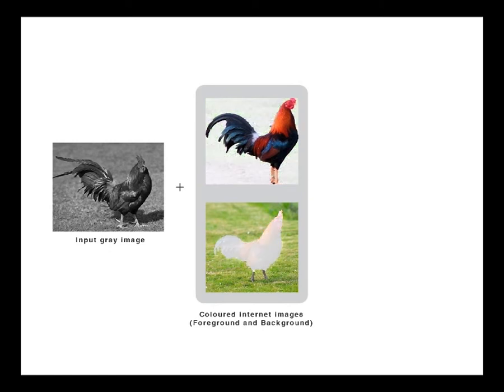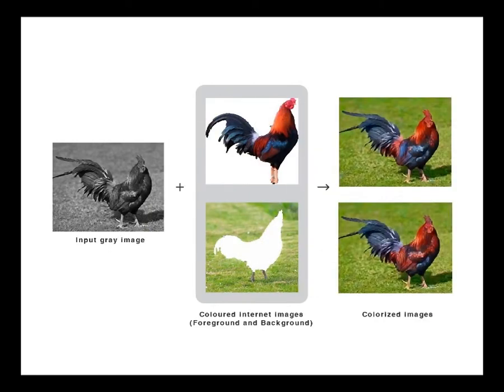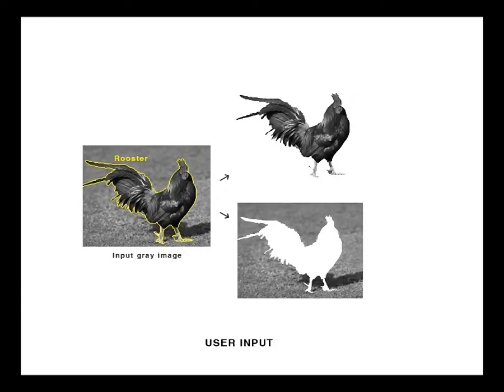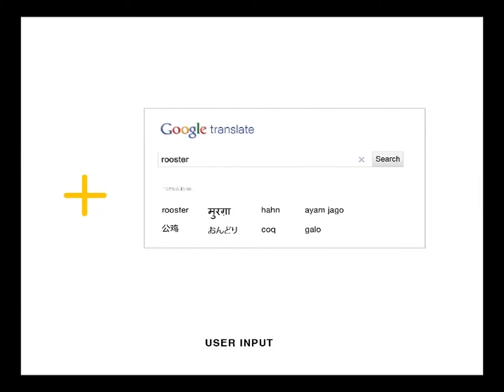In this work, we present a system for colorizing an input grayscale image using color photos downloaded from the internet. Our method requires little effort from the user. To colorize a grayscale image, the user first segments the foreground objects using the easy and intuitive lazy snapping technique and adds a text label for each object.